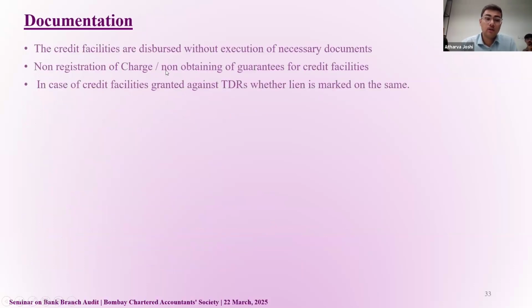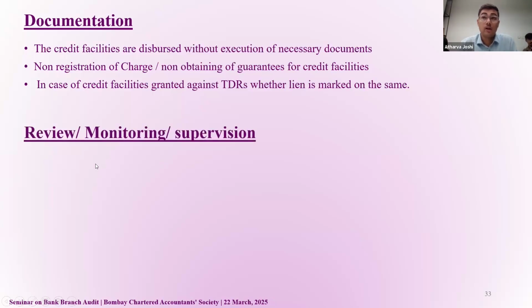Moving towards the third portion regarding documentation. In this context, we will see whether credit facilities which the bank has given are without necessary documents. If any of the document is missing, we will have to report in LFAR. Whether there is a non-registration of charge or non-obtaining of guarantee in case of credit facility. In case of credit facilities granted against term deposit receipts, whether a lien has been created on term deposit on the financial system.